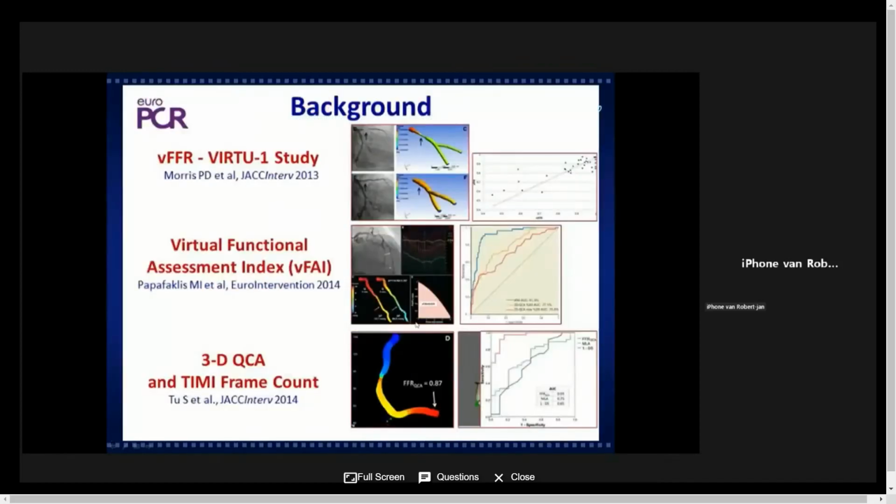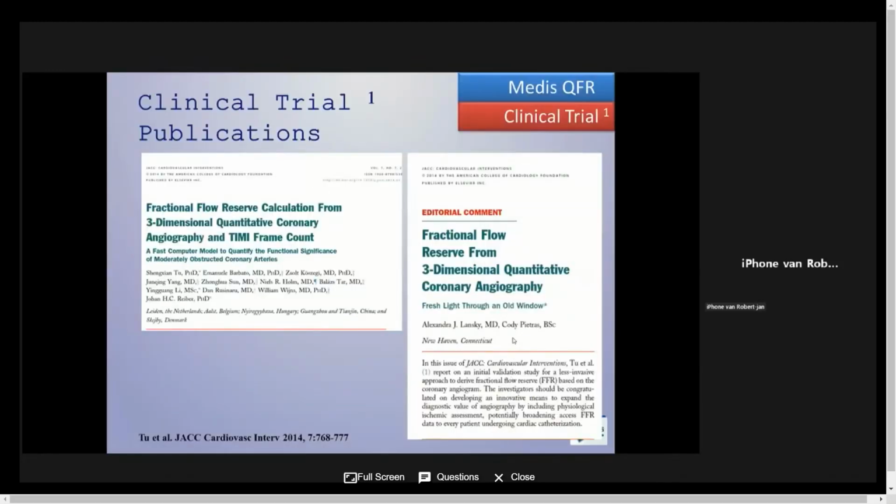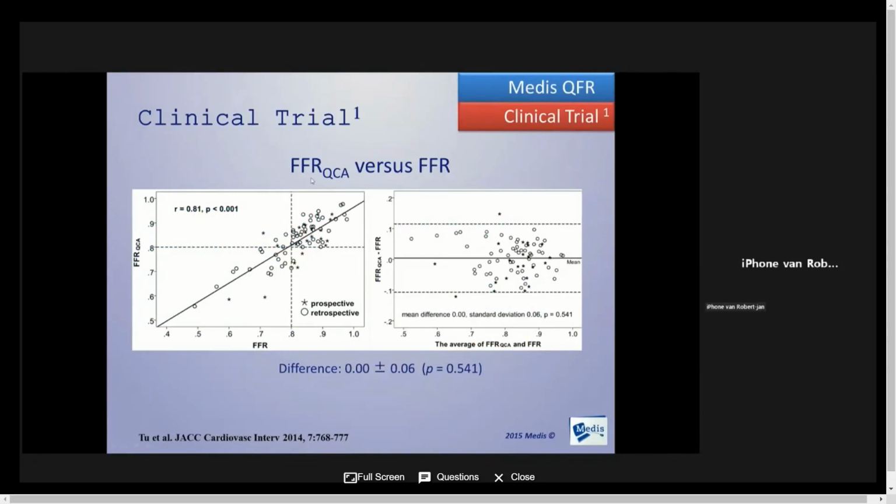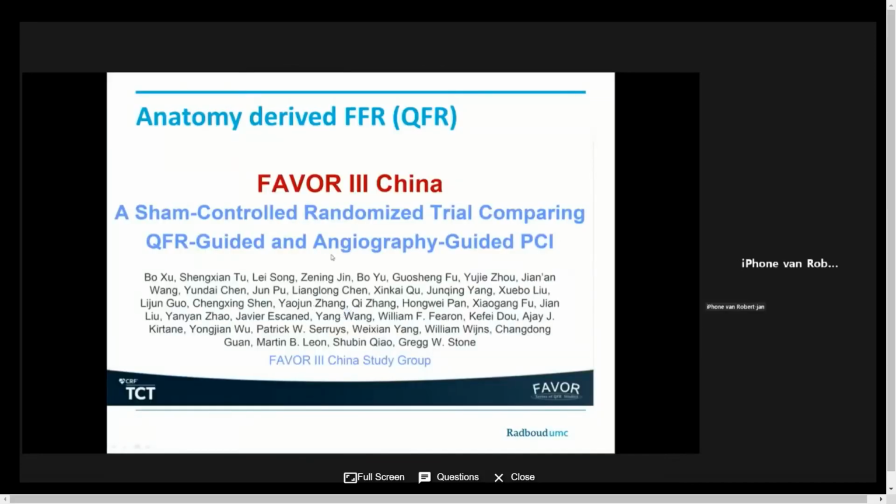I wanted to share with you that these developments started in 2013, 2014, with different ways to work on that. Published in JACC Cardiovascular Interventions 2014, the relation between a QFR and the actual FFR. You can see that it's not perfect, but potentially useful. And I'm taking these steps very fast because at this TCT just last month, FAVOR 3 China was presented.